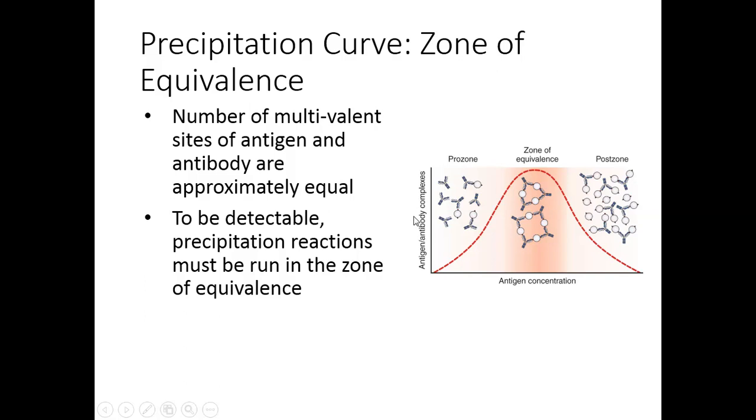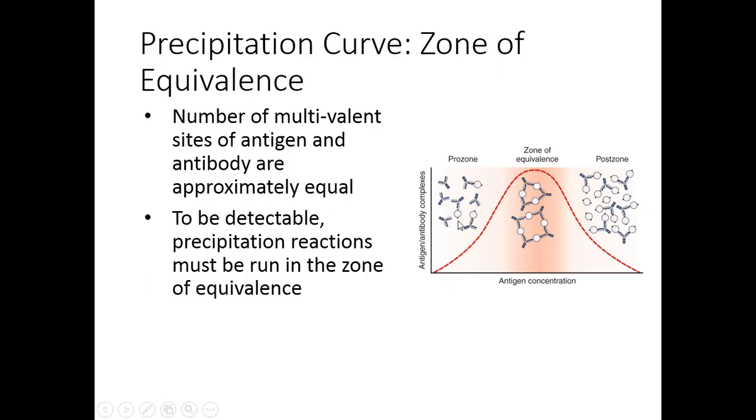In the zone of equivalence, the precipitation curve, we break the precipitation curve down into three distinct areas. The first is called the prozone, and that's where we have antibody in excess. And you can see here we have very few epitopes on an antigen, but many valent antibodies here. So are we ever going to get to the point that we get that?